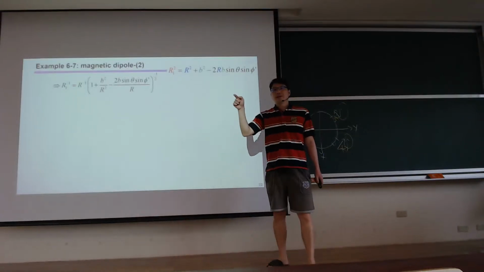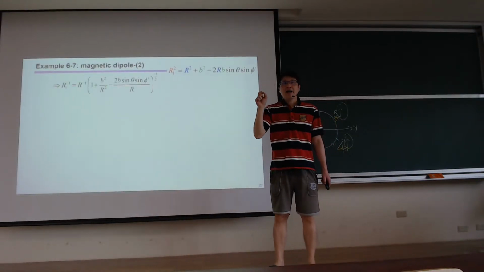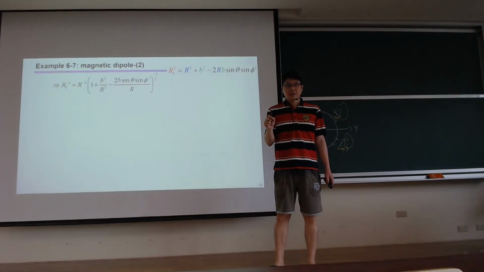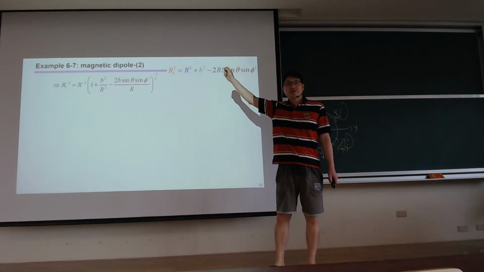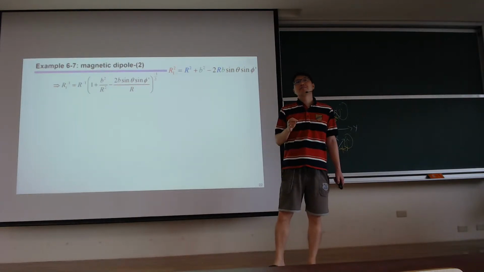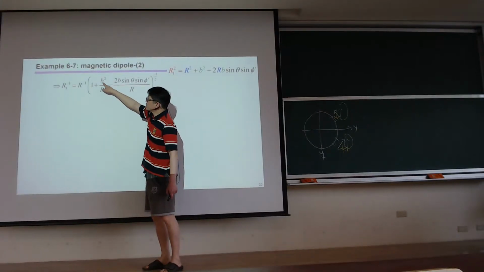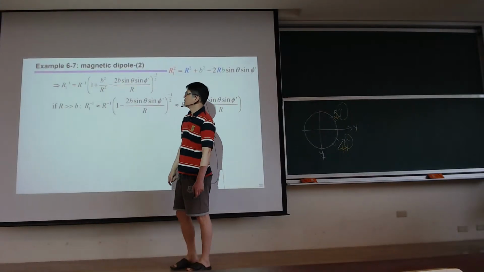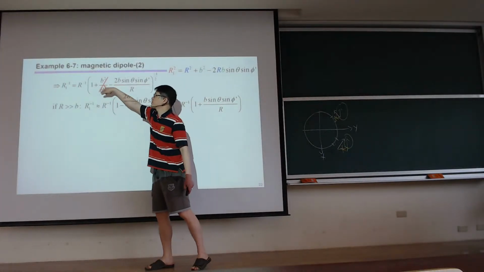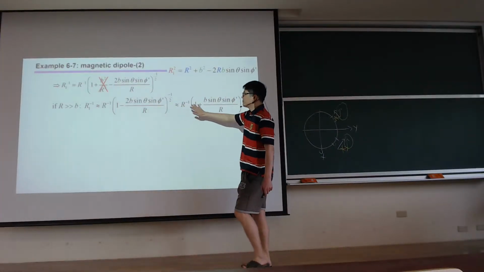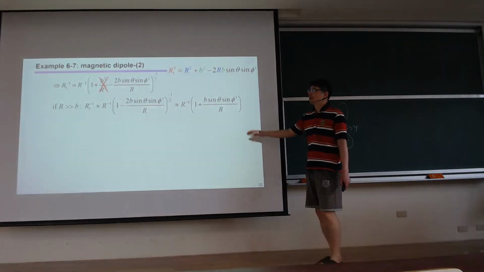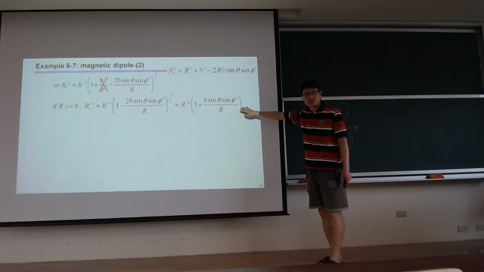And if you still remember, I have made an assumption. My observation point is very far away from the magnetic dipole. So basically, R is much, much greater than B. So I can drop this term out. I can make further assumptions using binomial approximation.